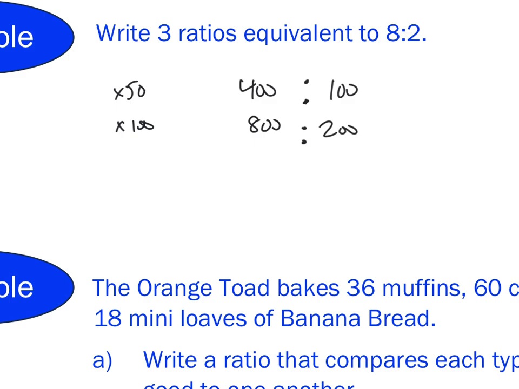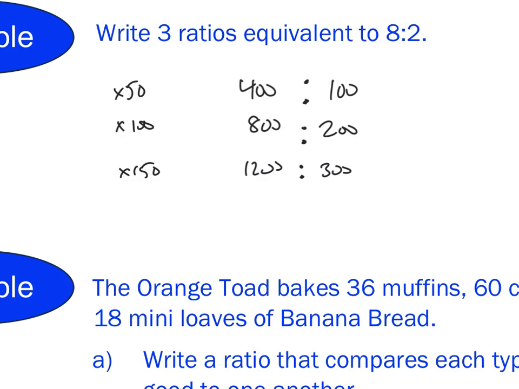Okay. You do an odd number. So what's 8 times 150? Good. And what's 2 times 150? Good. All right. You don't have to pick numbers that big.